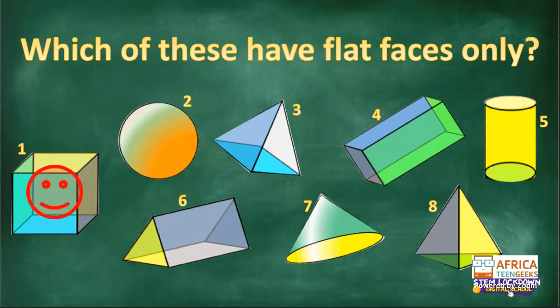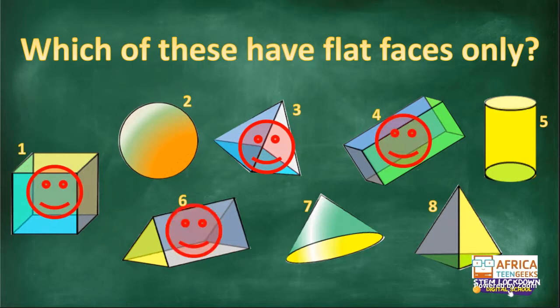1 is the cube. 3 is the square-based pyramid. 4 is the rectangular prism. 6 is the triangular prism. And 8 is the triangular pyramid. So Ethan gets another 5 points. Now Ethan has 12. Ethan has 12 points. Praise has 6 points. Amanda has 5 points. Bushle 1, Nia 1, and Faith 1.